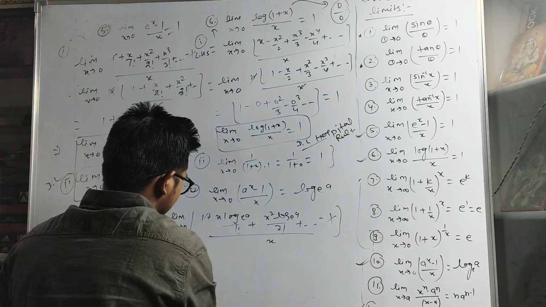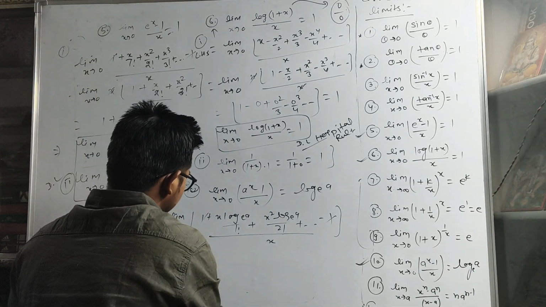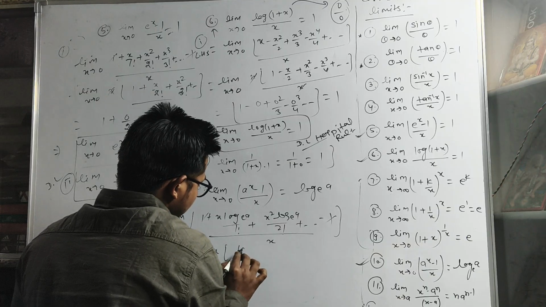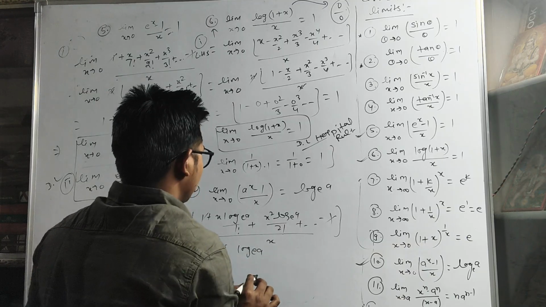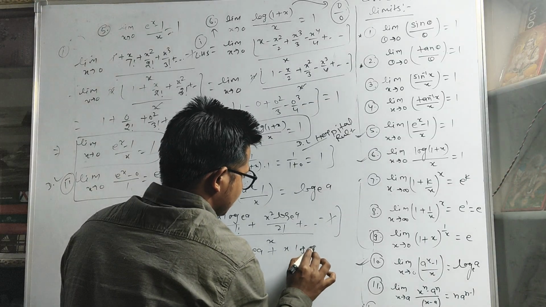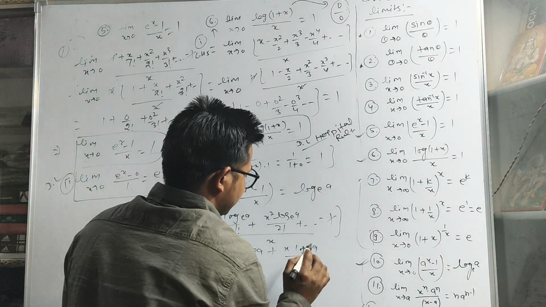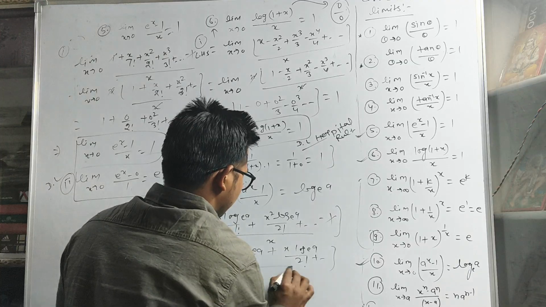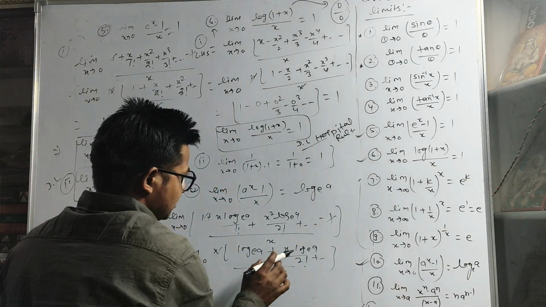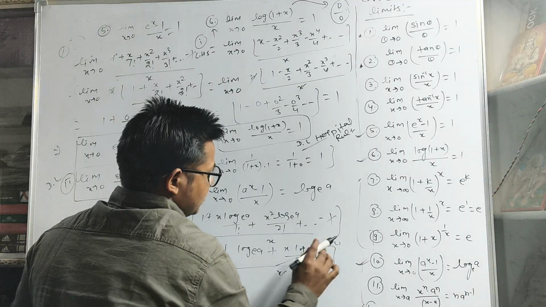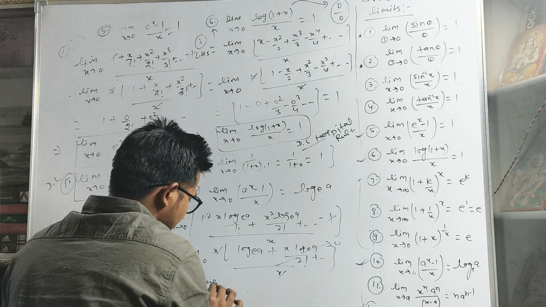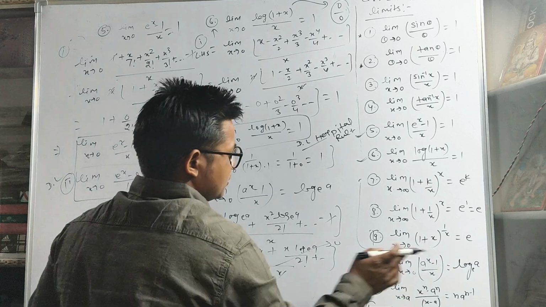Now if we take x as common, limit x tending to 0, x log a base e plus x log a base e squared and so on, upon x. From x to x it will cancel. On taking the limit, all these terms will cancel because they contain x, leaving the remaining term. So the final answer is log a base e. This is the result.